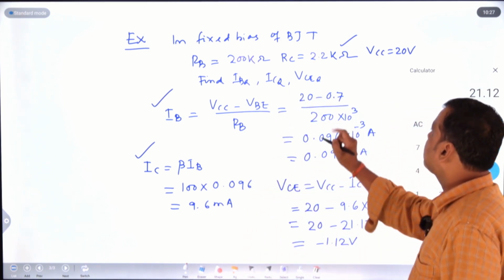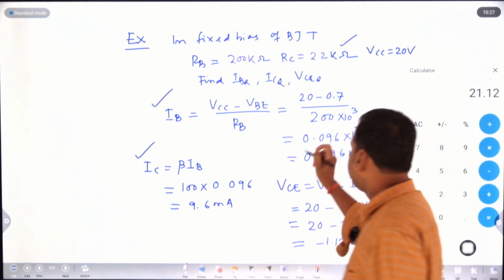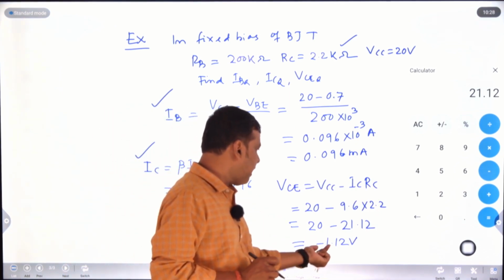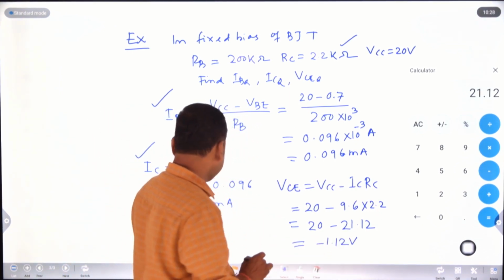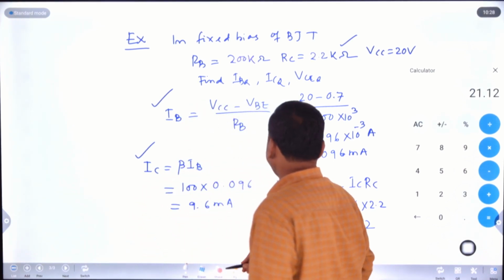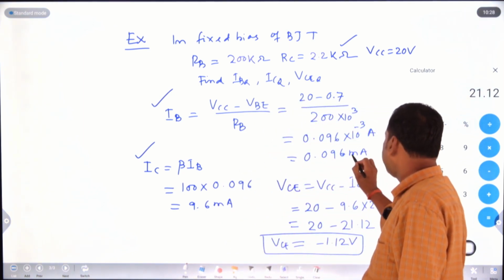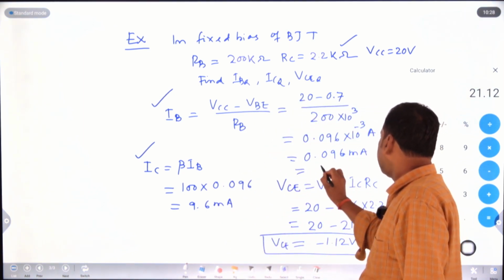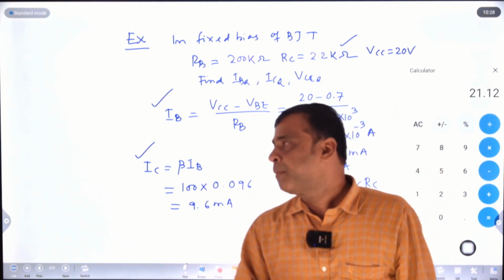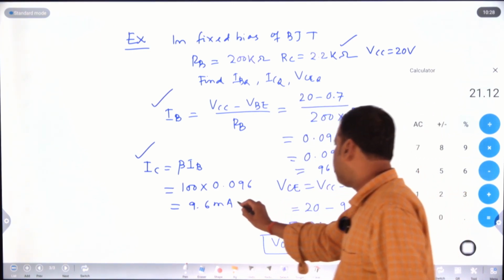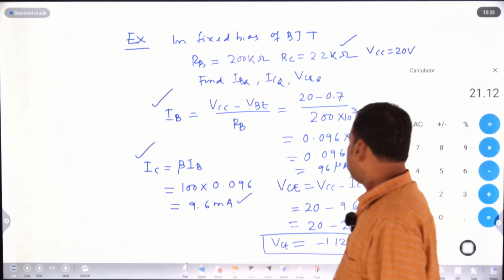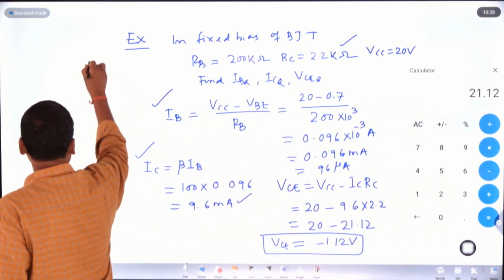Some parameters, maybe the RB value or RC value, have been varied here, so VCE comes around minus 1.12 volt. Here we got IB equal to 0.096 milliampere, or 96 microampere. So the base current is in microampere, the collector current is 9.6 milliampere, and VCE equals minus 1.12 volt.